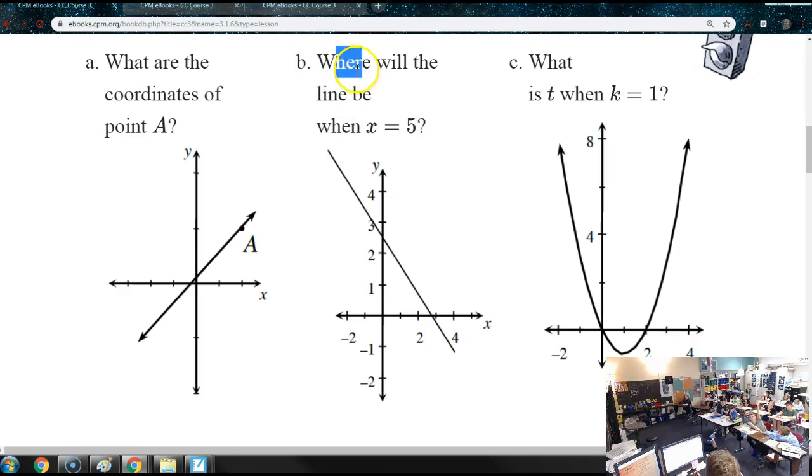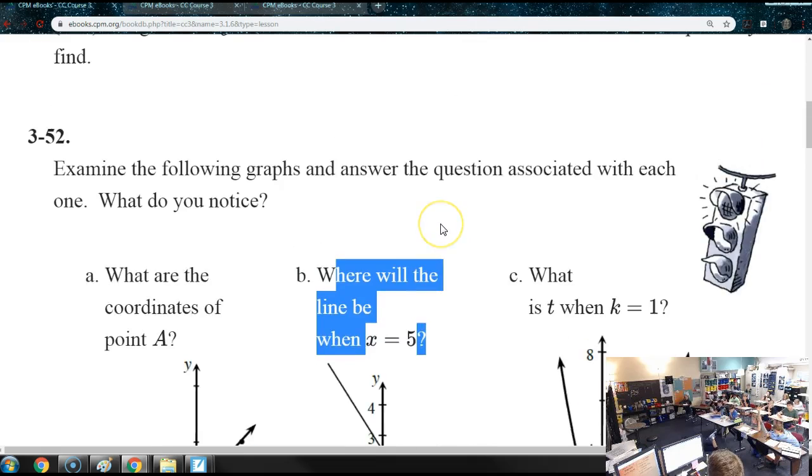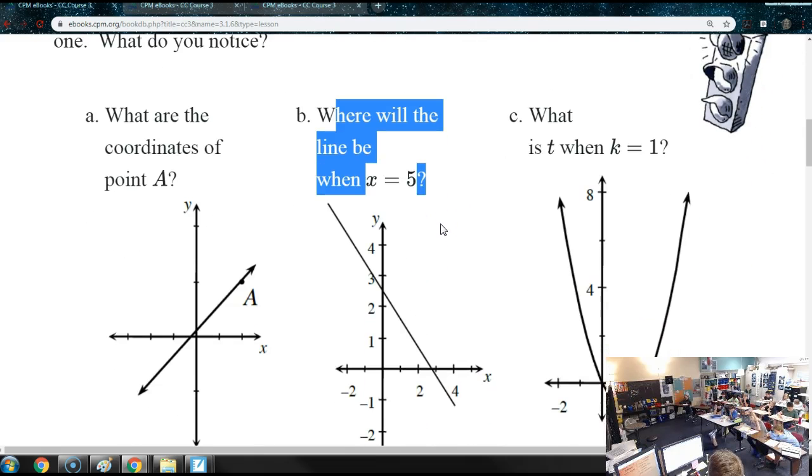So then they ask us questions like this. Now we're going to want to write something down. So for B, I'm not real worried about you writing anything down. For B, it asks us, where will the line be when x is 5?